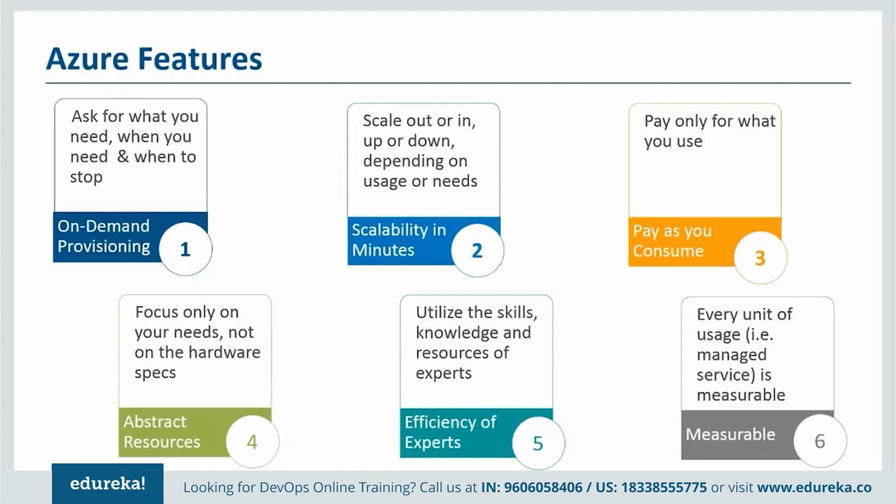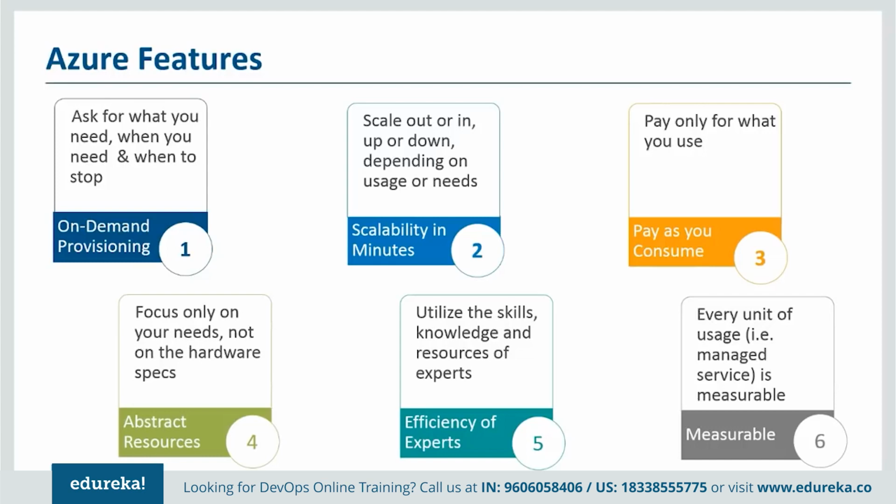Now, when you come to the cloud, you can provision on demand. And then once your demand is not in place, which means there is not much requirement right now, you can scale down. So when you scale down, you only pay for what you are consuming. That is point number 3, pay as you consume.